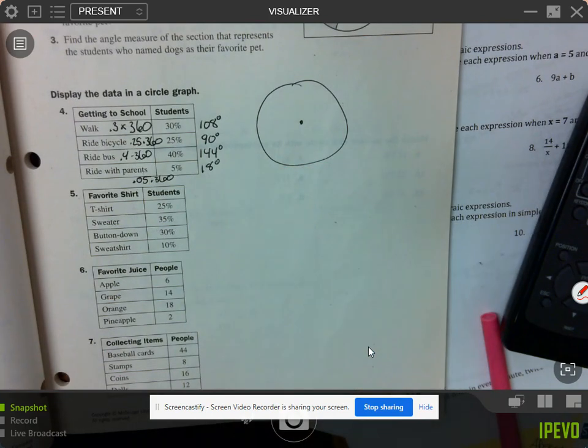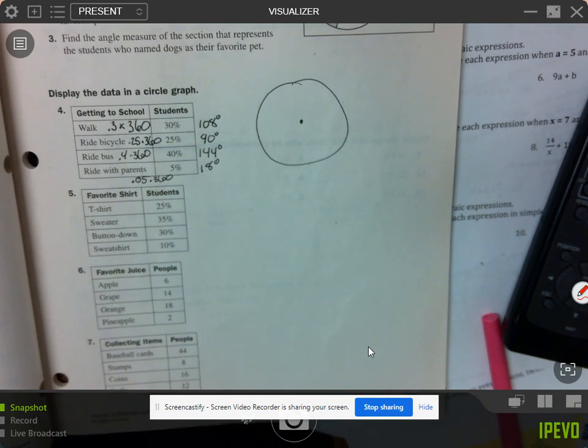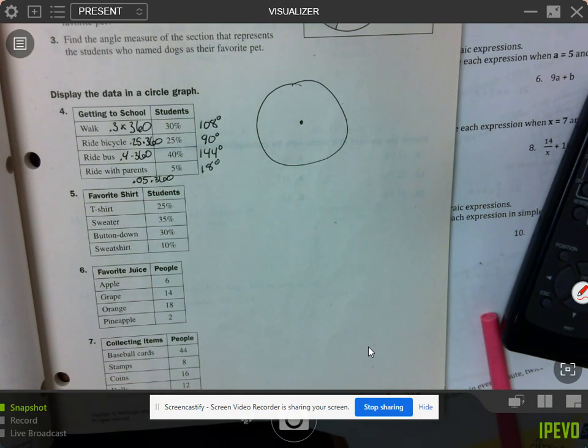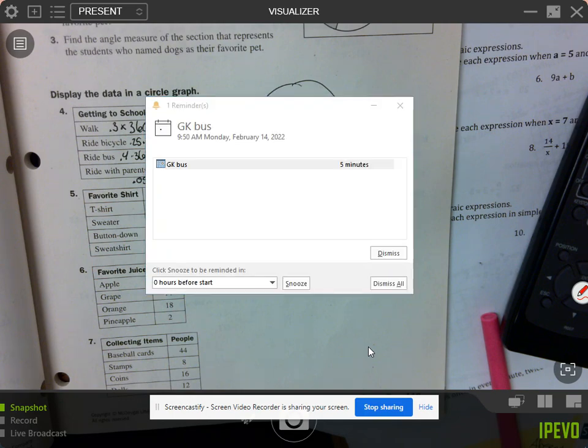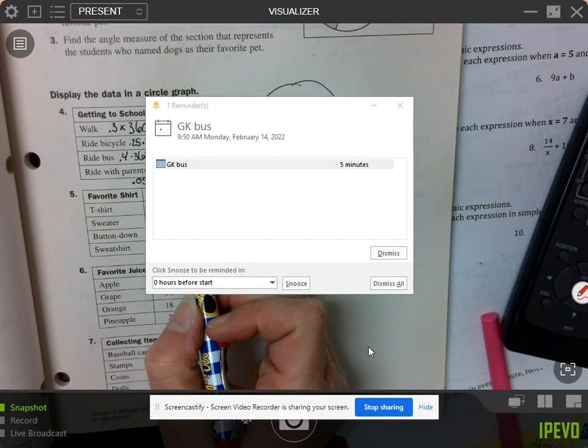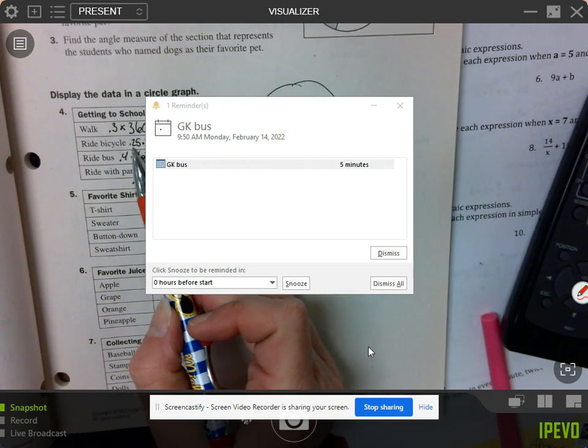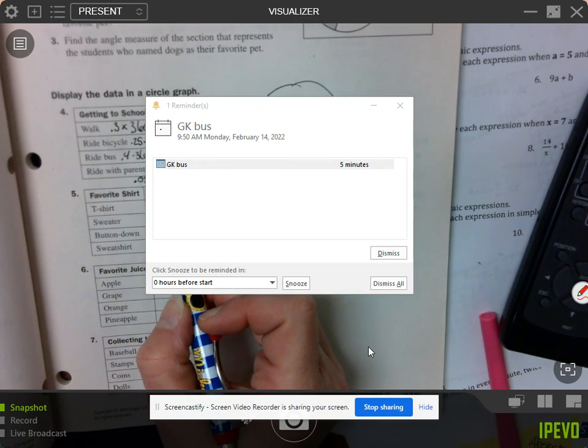So now I'm going to add all four of those up. 18 plus 144 plus 90 plus 108. And I get 360 degrees. Did we follow how I found my degrees? I take my percentage, turn it into a decimal, and I multiply it by 360.